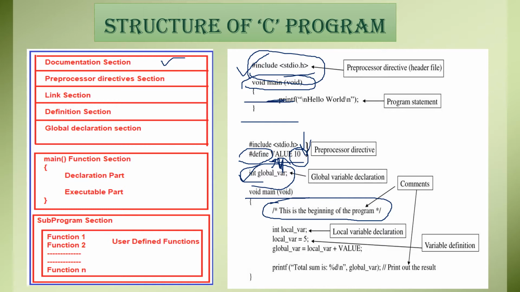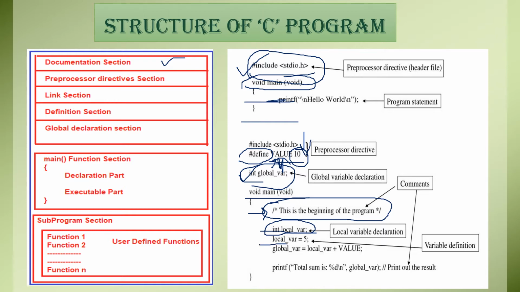Like this is the beginning of the program and this is the comment section, and this section is omitted or avoided by the compiler. That means this statement is not executed at all. Now next, int local variable. Here it's the local declaration. That means this variable is declared in the main section only and we cannot use this variable outside the main function.